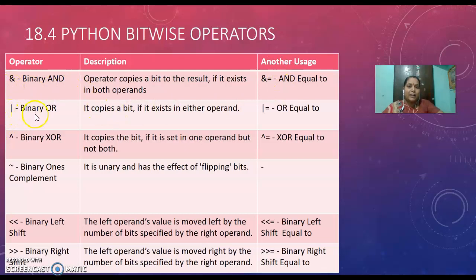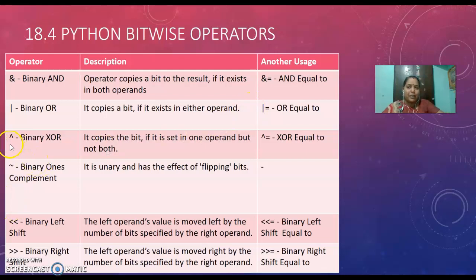And binary OR. So this binary OR, if any one of the bit is set to 1, it will return the value as 1. It will copy a bit if it exists in either operand. So this OR equal to, this is the shorthand form. So the left hand side operand as well as the right hand side operand both are ORed together and the result is assigned to the left hand side variable itself.